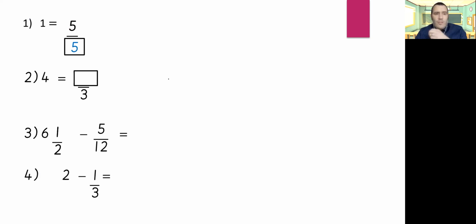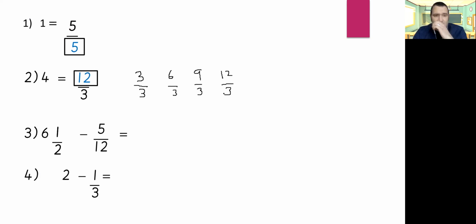Now looking at question 2, we've got something over 3 is equivalent to 4. So remembering that 3/3 would be equivalent to 1. For each whole after that, I need to add 3 more to my numerator. So 6/3 will give me 2. 9/3 is 3. 12/3 will give me 4. So the answer here is 12/3 is equivalent to 4.